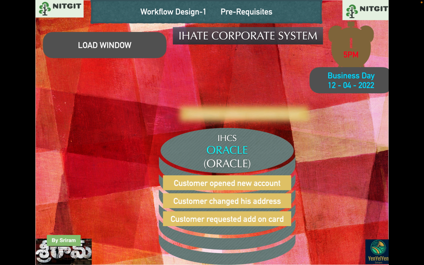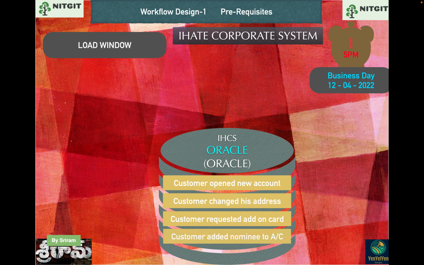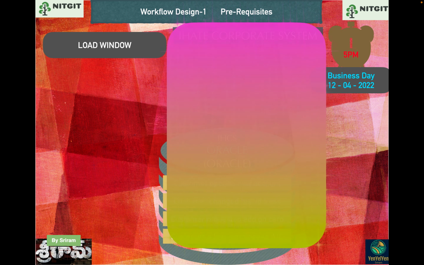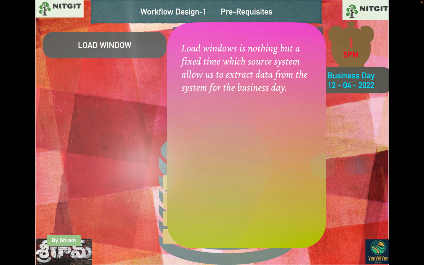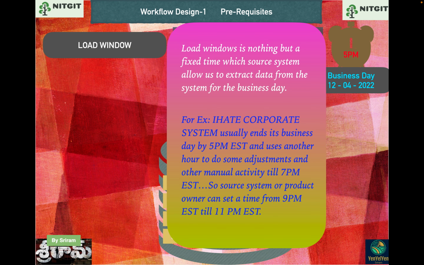So all these customer data or transactions will be loaded into IHCS. This is just a sample. There are so many other transactions that also happen between 9 and 5. That is the business day end. Even after 5 p.m. the source system sometimes does more work. Let us see what the load window is.